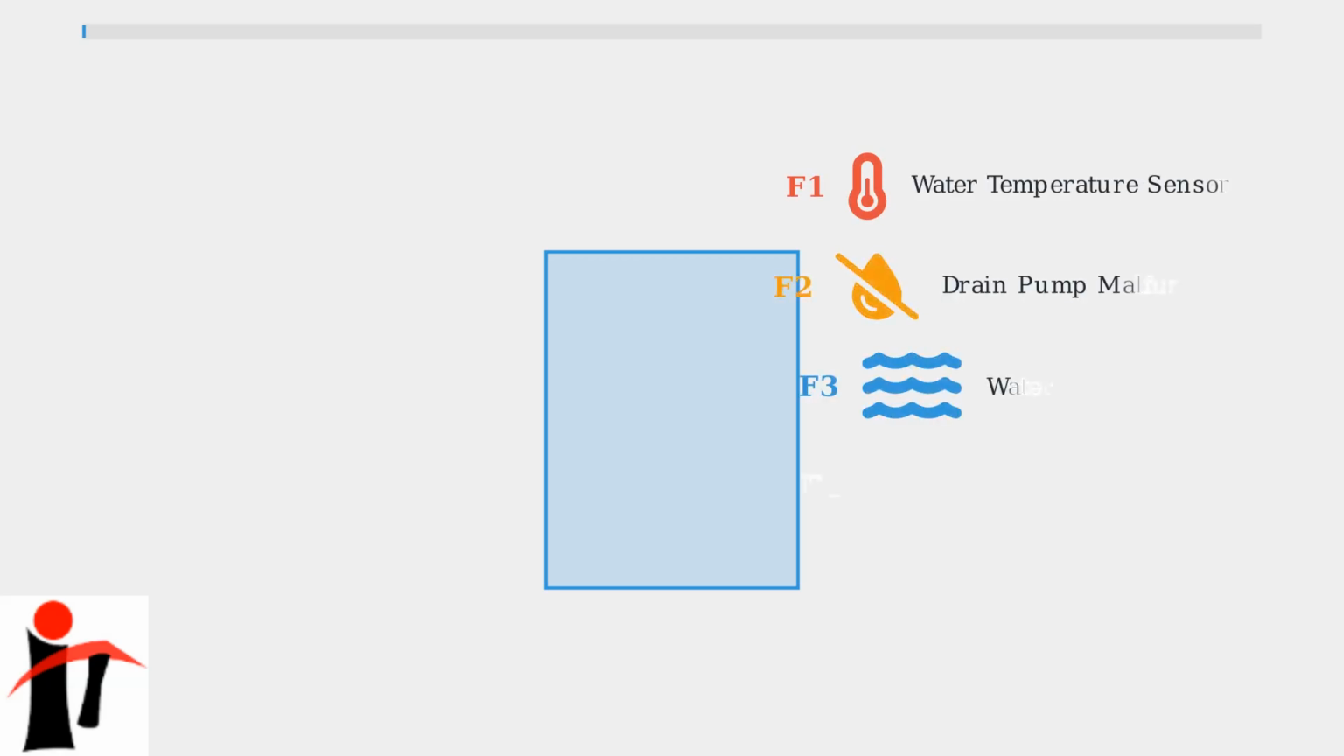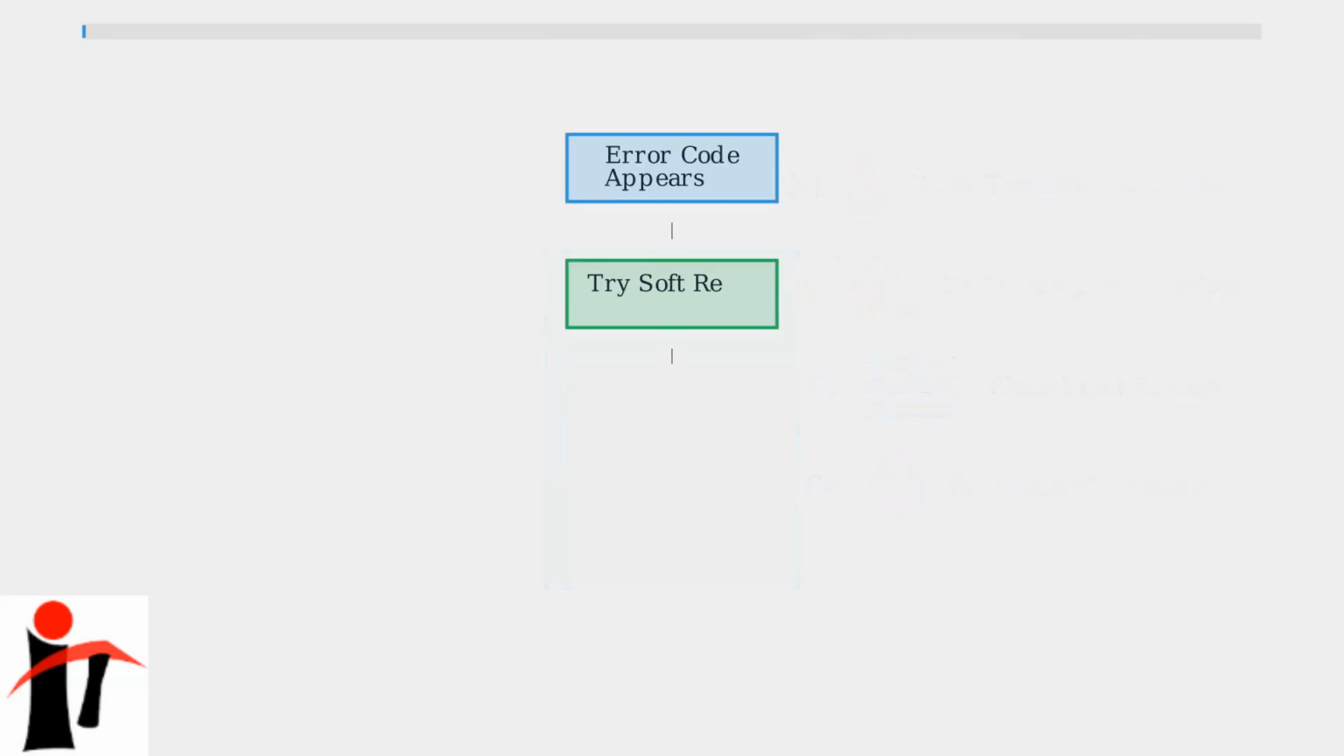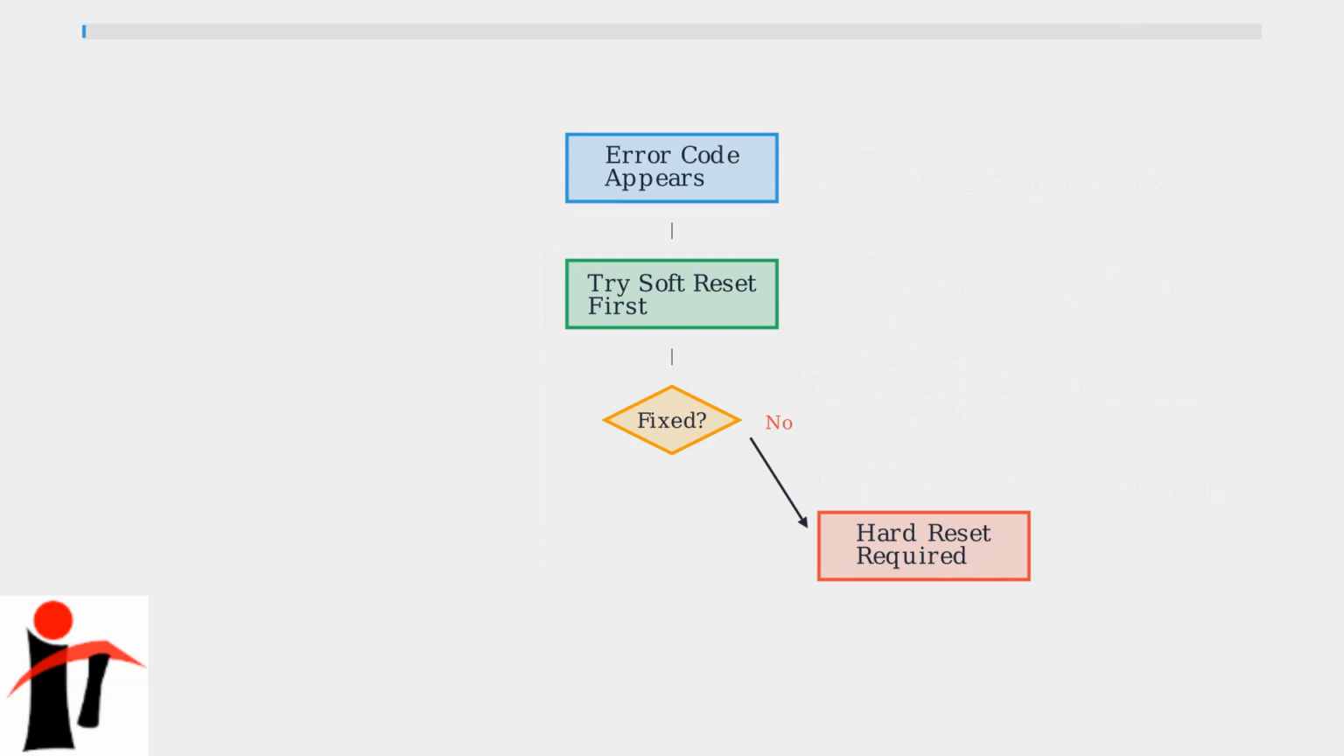The most common error codes include F1 for water temperature sensor faults, F2 for drain pump malfunctions, F3 for water level sensor errors, and F4 for door lock mechanism faults. Now let's examine the decision process. When you encounter an error, always start with a soft reset first. This is the gentler approach that clears temporary glitches without stressing the system.